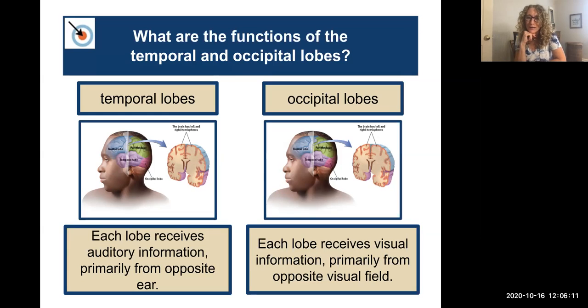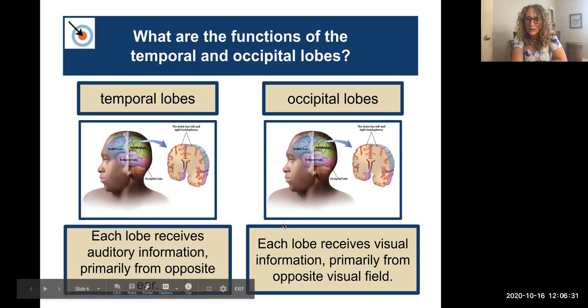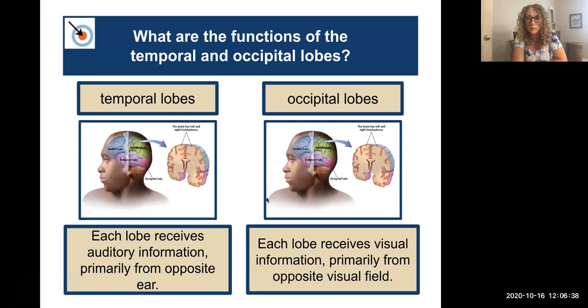The auditory information comes from the opposite ear. So meaning when something comes in one ear, it's going to go to the opposite temporal lobe. And then the occipital lobe is primarily for vision. And it's the same thing. So if something comes in your left eye, it's going to go to your right occipital lobe.